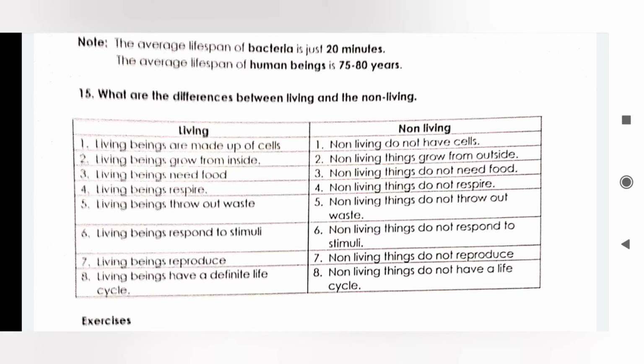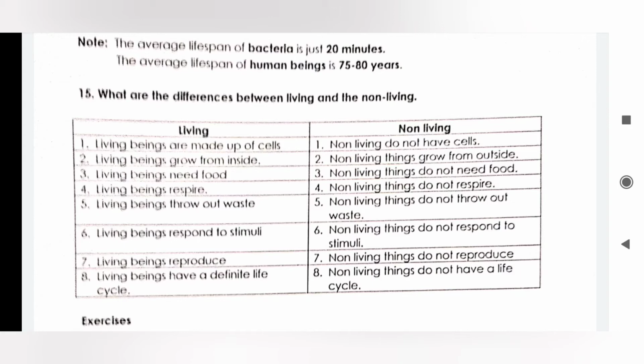Then the seventh point is living beings reproduce. Yes, they give birth to their young ones or they hatch their young ones from eggs. But non-living things do not reproduce.